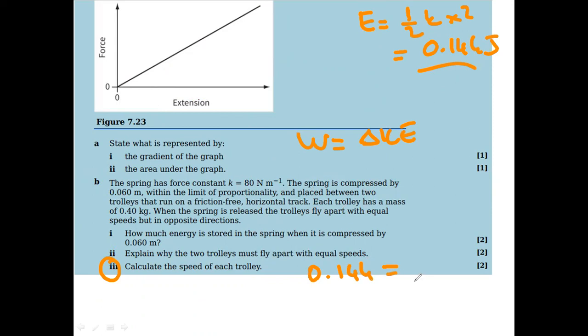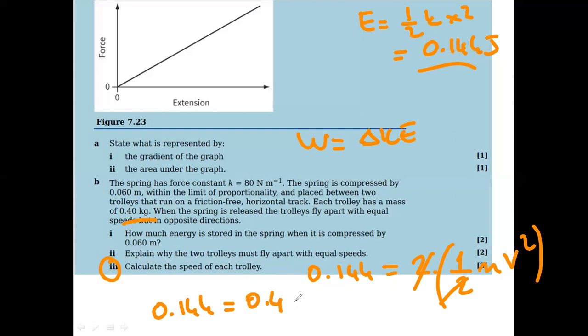0.144 must be equal to 2 times, because we have two trolleys, kinetic energies, 1/2 times mass times velocity square. Now you can just put everything in place. 0.144 must be equal to 2 canceled by 2. What's left? M. M is given. Each trolley has a mass of 0.4 kilogram. 0.4 times velocity square.